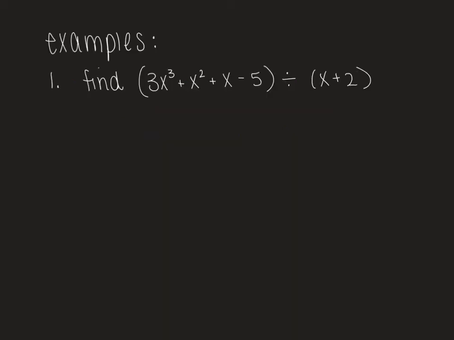So let's use these steps with a problem here. So we have the problem. We have 3x cubed plus x squared plus x minus 5, and it's all being divided by x plus 2. So when I'm writing out my setup here, you can write it blank, right? We have our box on the outside. That's 2 lines on the inside. And then our remainder box.